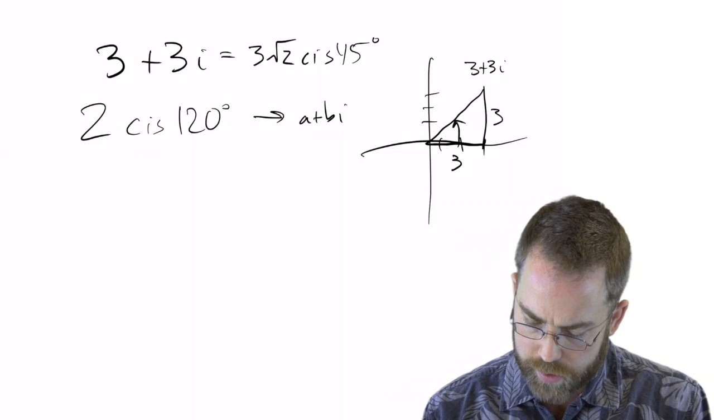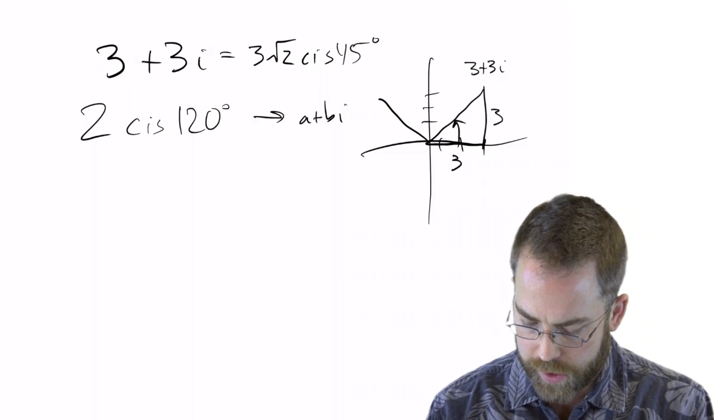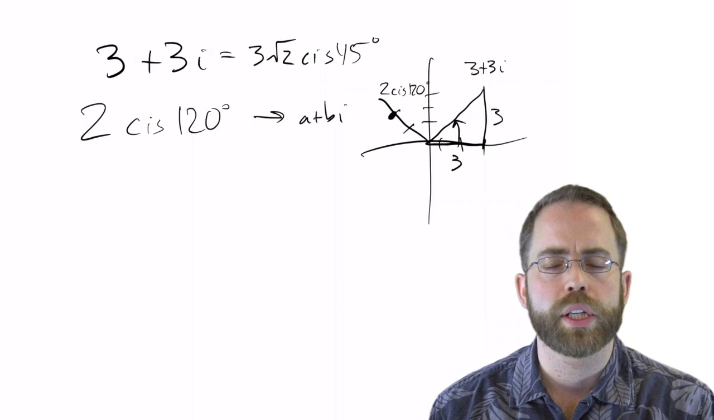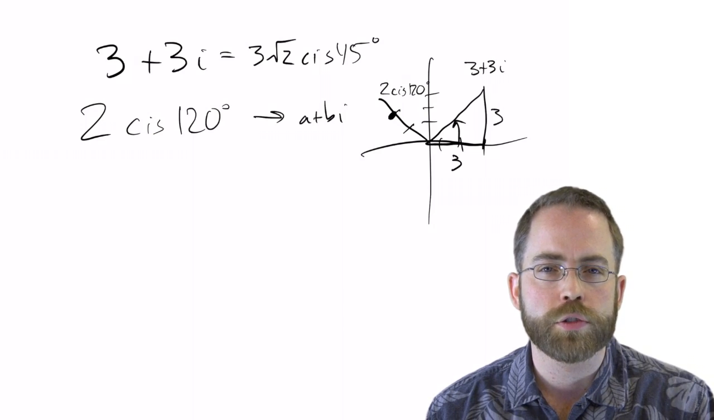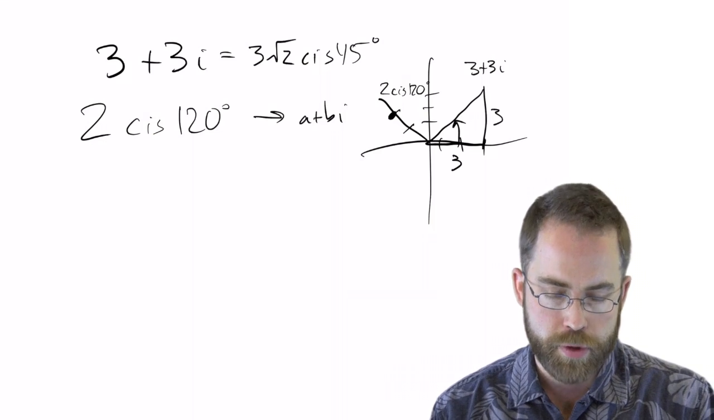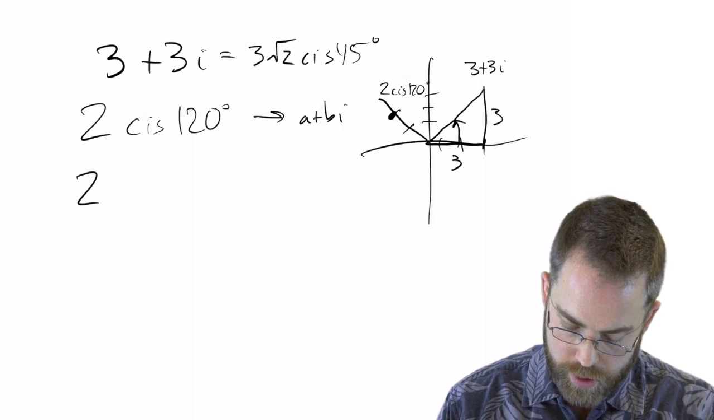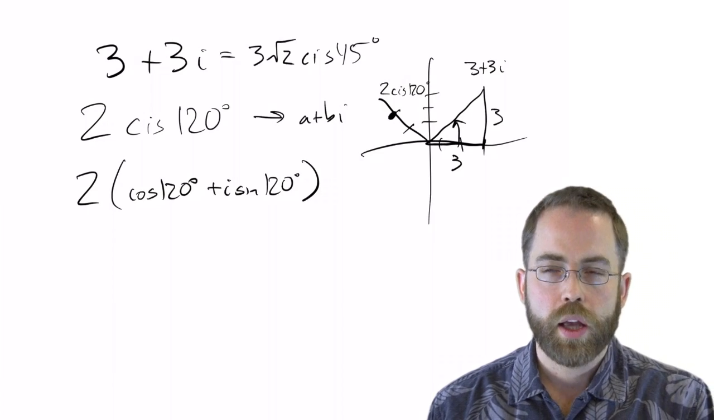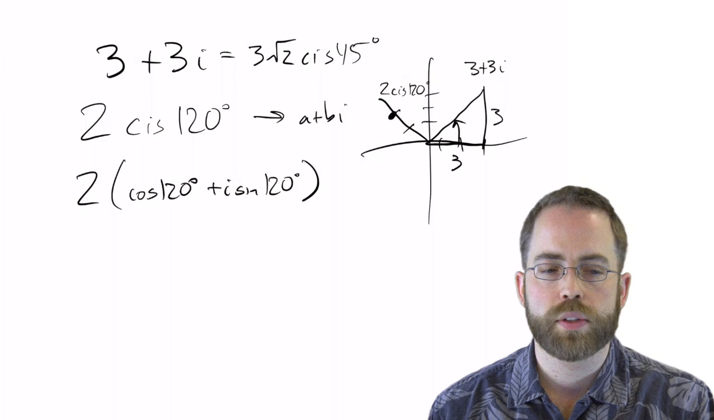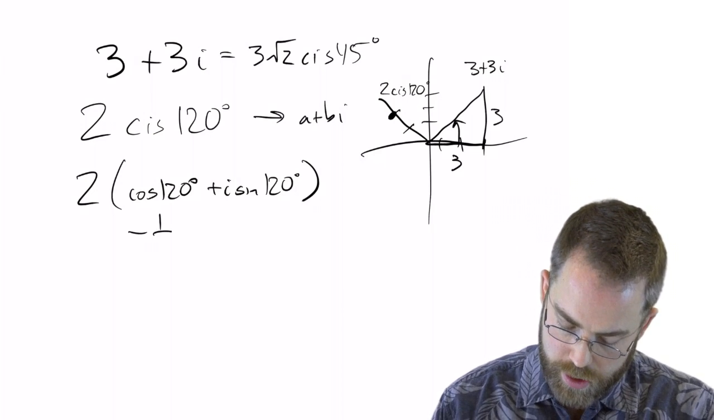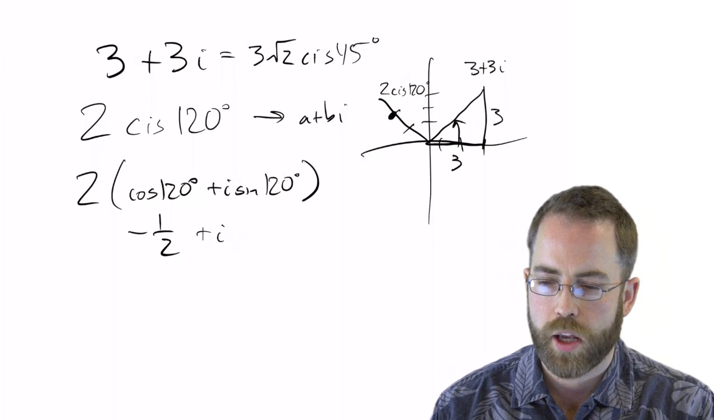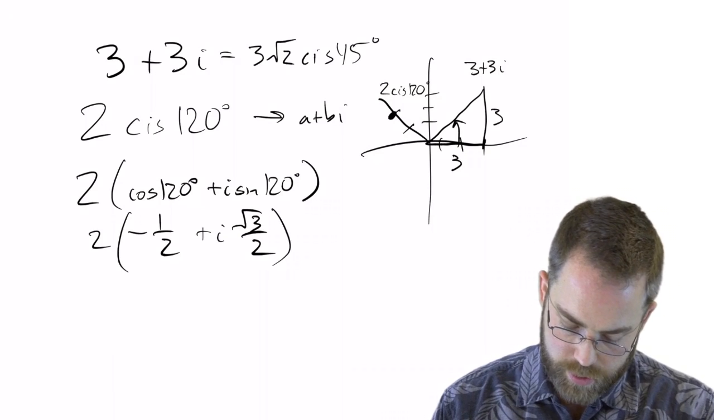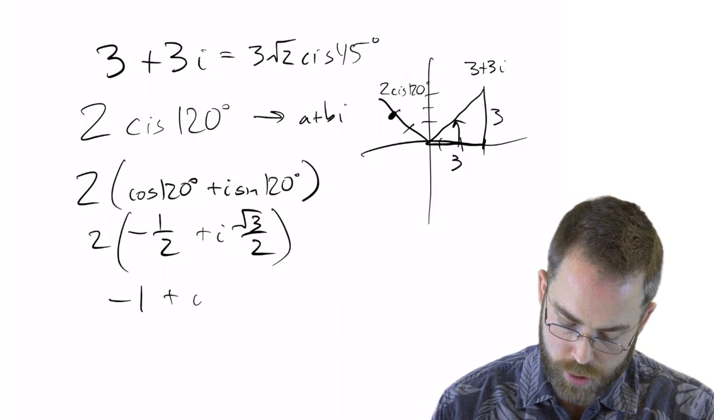Going the other way at a cis of 120, somewhere off like that, and going 2 units out, that number right there, 2 cis 120, that's going to be a little bit more tricky. Now you might be able to see the reference triangle to draw right there, but I'm going to go ahead and expand this and remember that it's a contraction. We ain't got to worry about a thing. This is cosine 120 plus I sine 120. And cos 120 is the same as negative cos 60, so that's negative half. And sine of 120 is the same as sine 60, so that's root 3 over 2. Okay, so now that means that I distribute the 2, I get negative 1 plus I root 3.